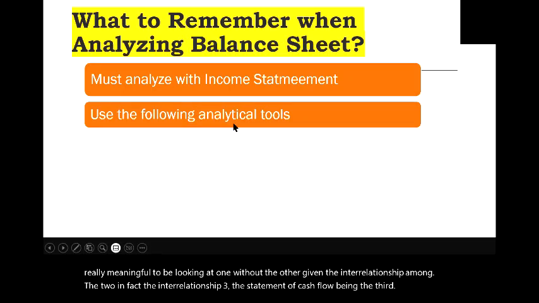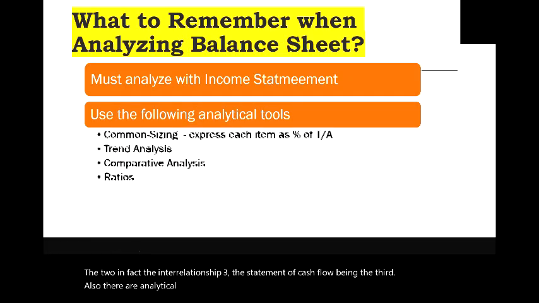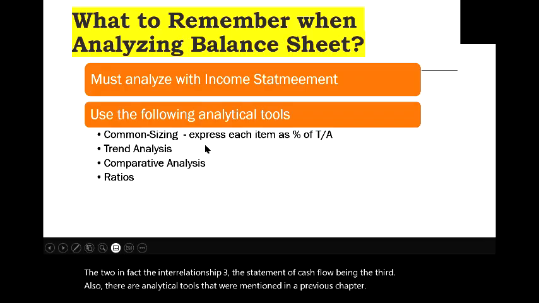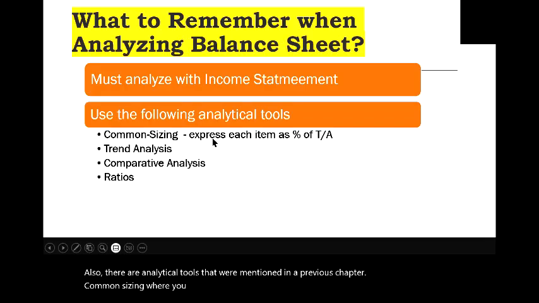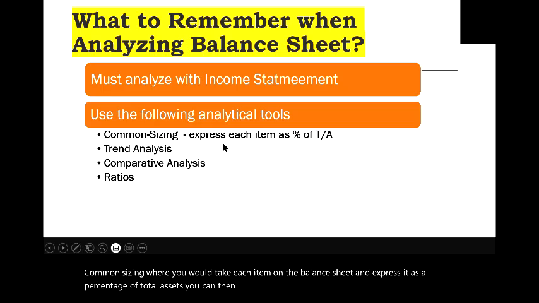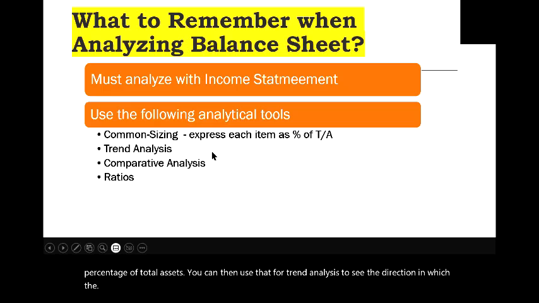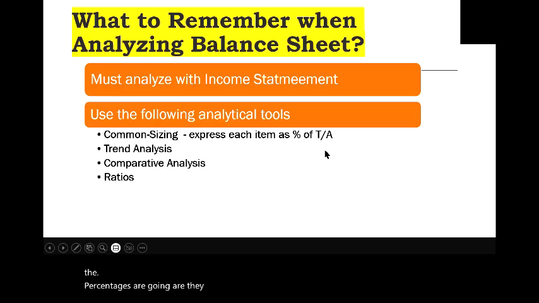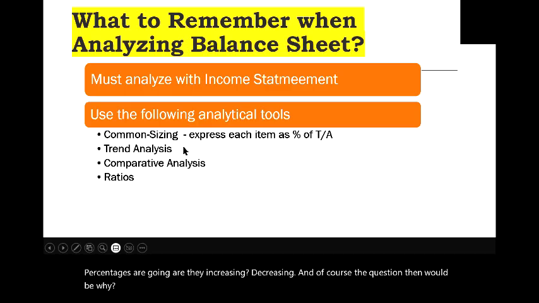Also, there are analytical tools that were mentioned in a previous chapter. Common sizing, where you would take each item on the balance sheet and express it as a percentage of total assets. You can then use that for trend analysis to see the direction in which the percentages are going. Are they increasing, decreasing? And of course, the question then would be why. So you can do a trend analysis.